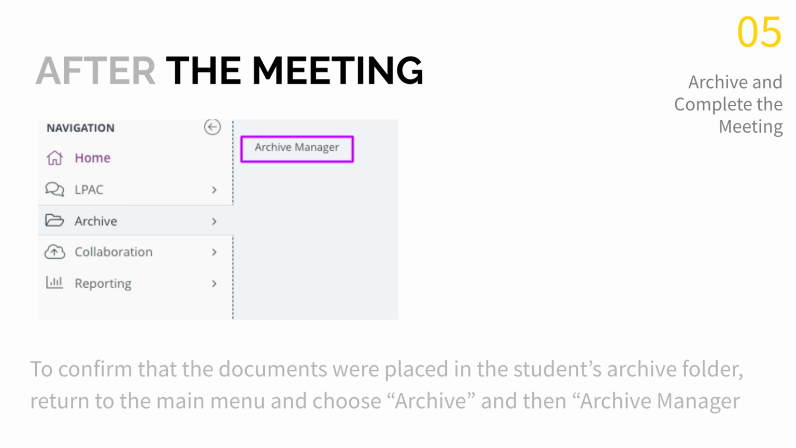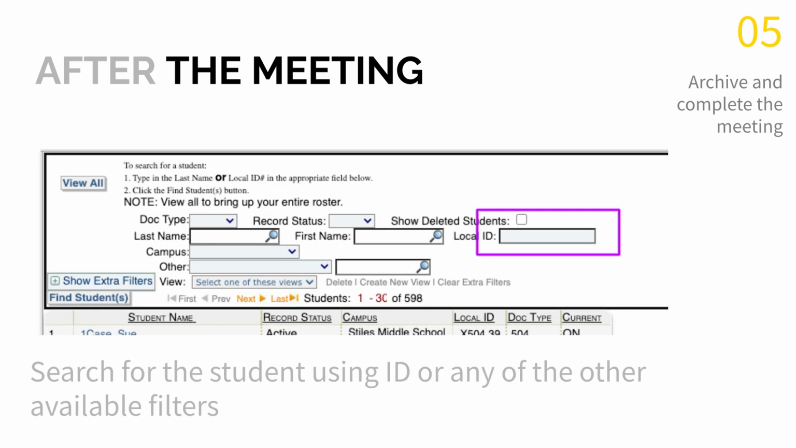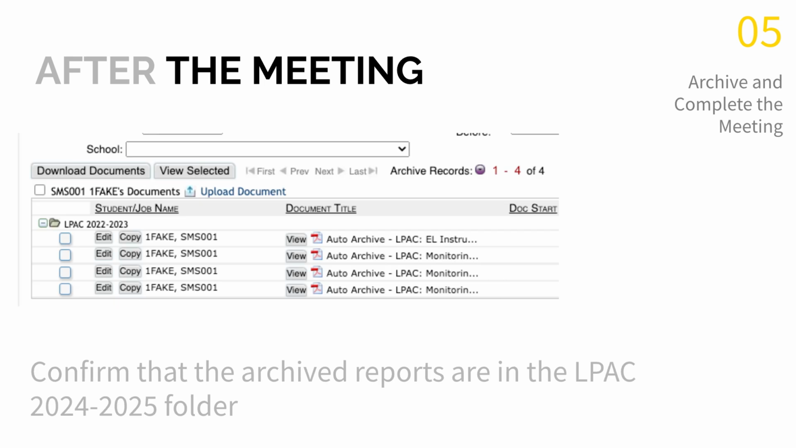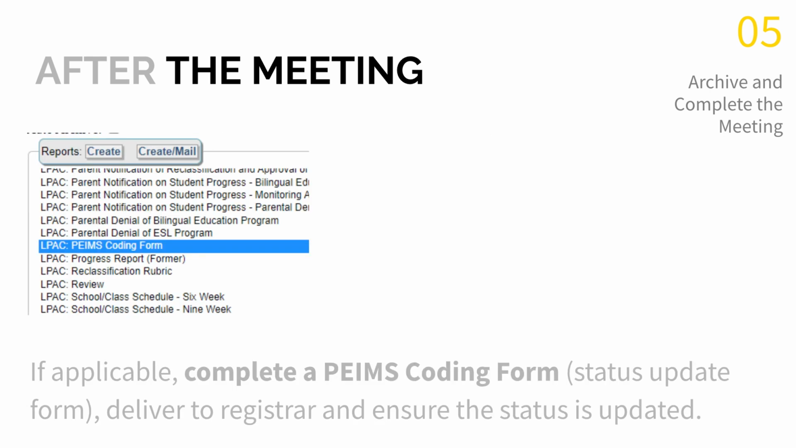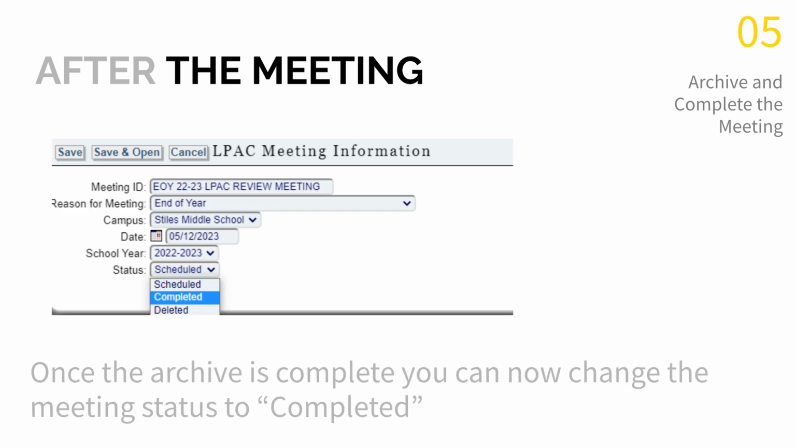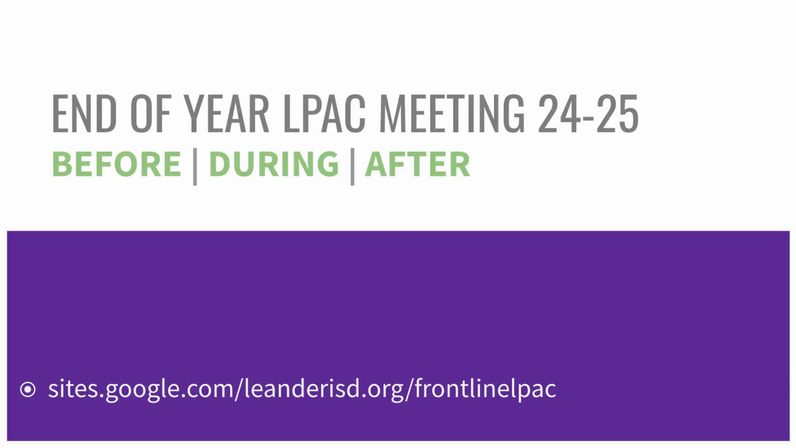To confirm that the documents were placed in the student's archive folder, return to the main menu and choose Archive, and then Archive Manager. Search for the students using ID or any of the other available filters. Confirm that the archive reports are in the LPAC 2024-2025 folder. If applicable, complete a PEIMS coding form, a status update form, deliver to registrar, and ensure that the status is updated. Once the archive is complete, you can now change the meeting status to completed.